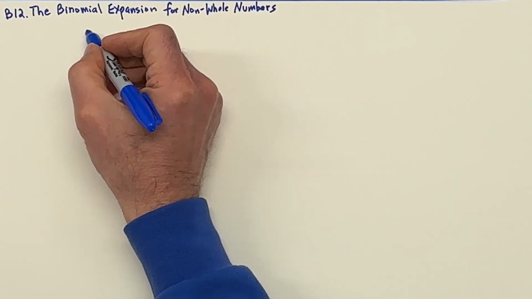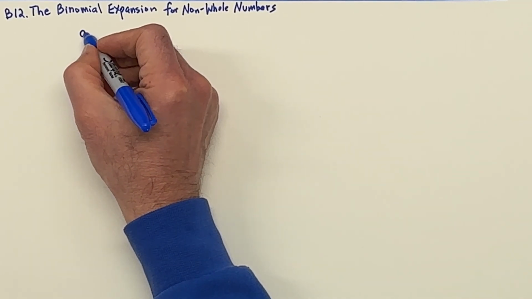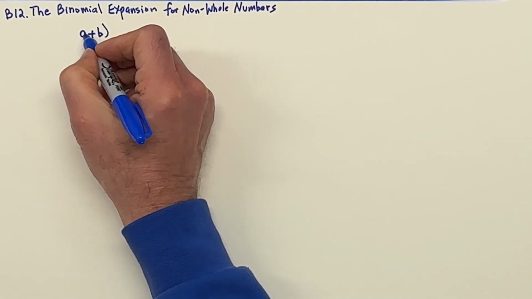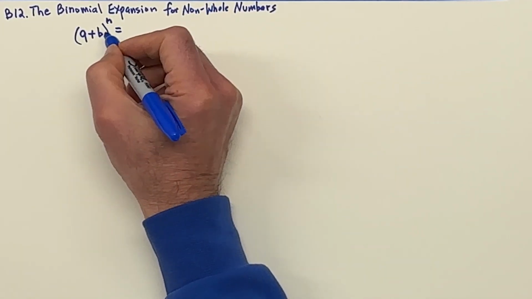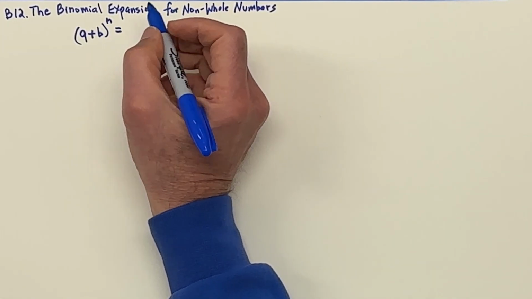Let's review the binomial expansion. You have a plus b to the nth power, where n is a whole number: 0, 1, 2, 3, 4, 5, etc.